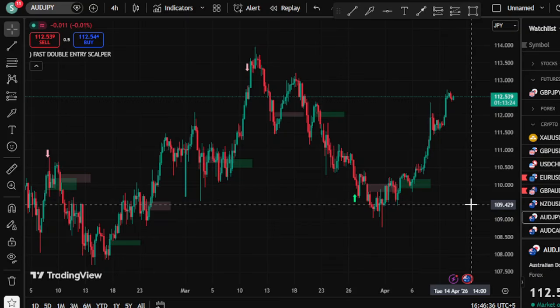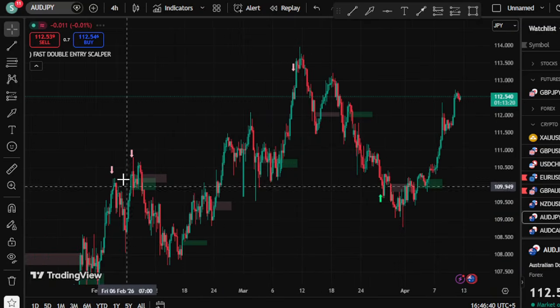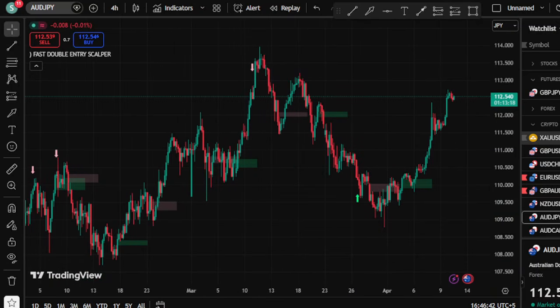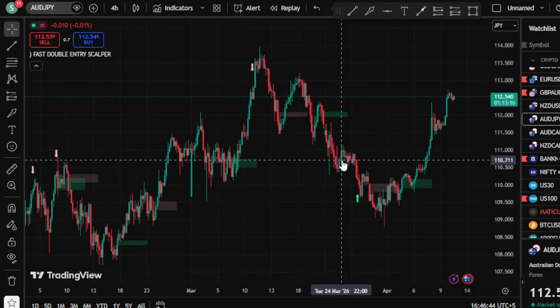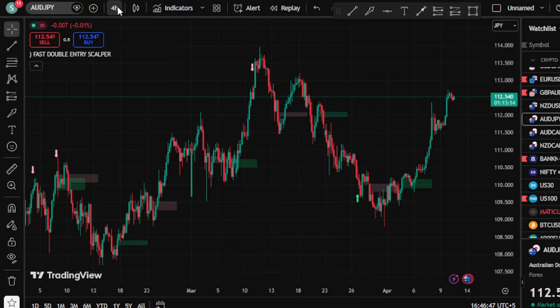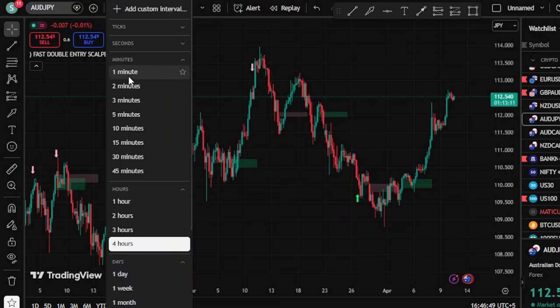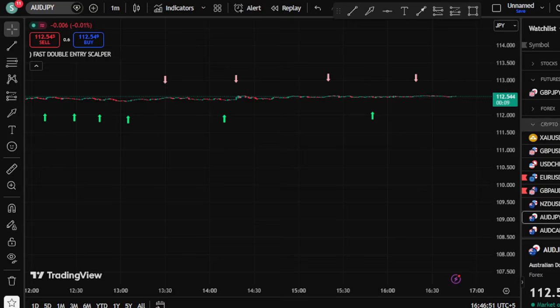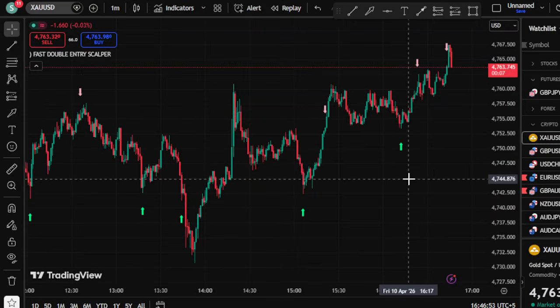Hello traders, it's the first day we have launched the Fast Double Entry Scalper indicator that you are looking at on your screen. This indicator is very accurate for scalping, and we have developed it just for scalpers. Now I'm going to take you to the 1 minute chart and let's see how it's working.